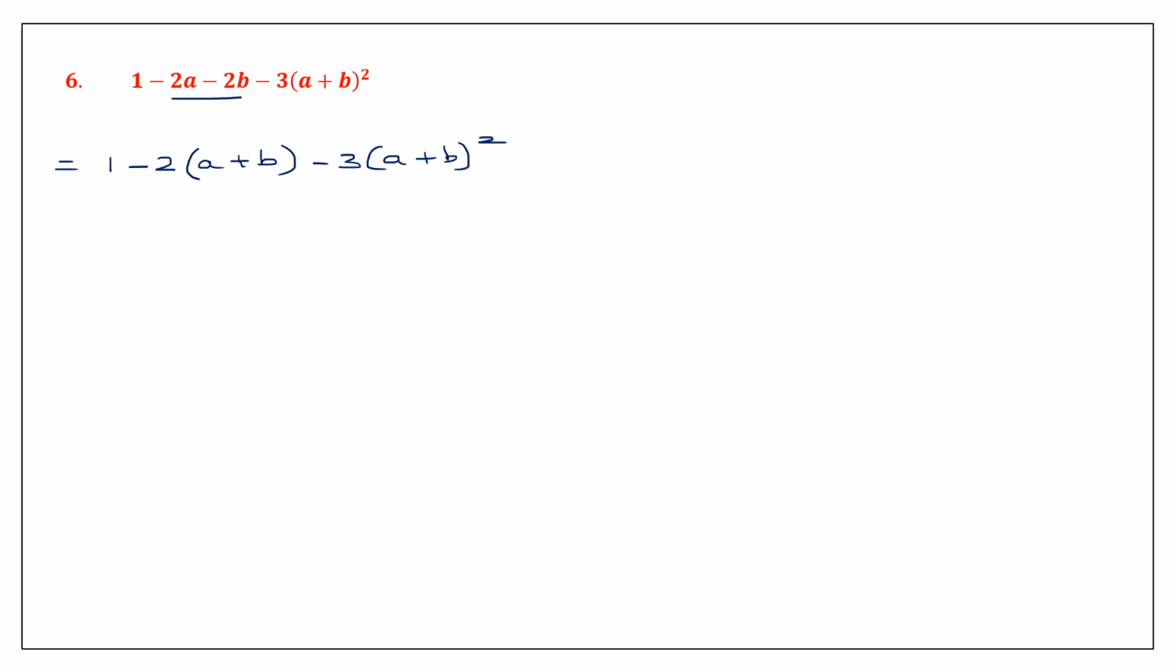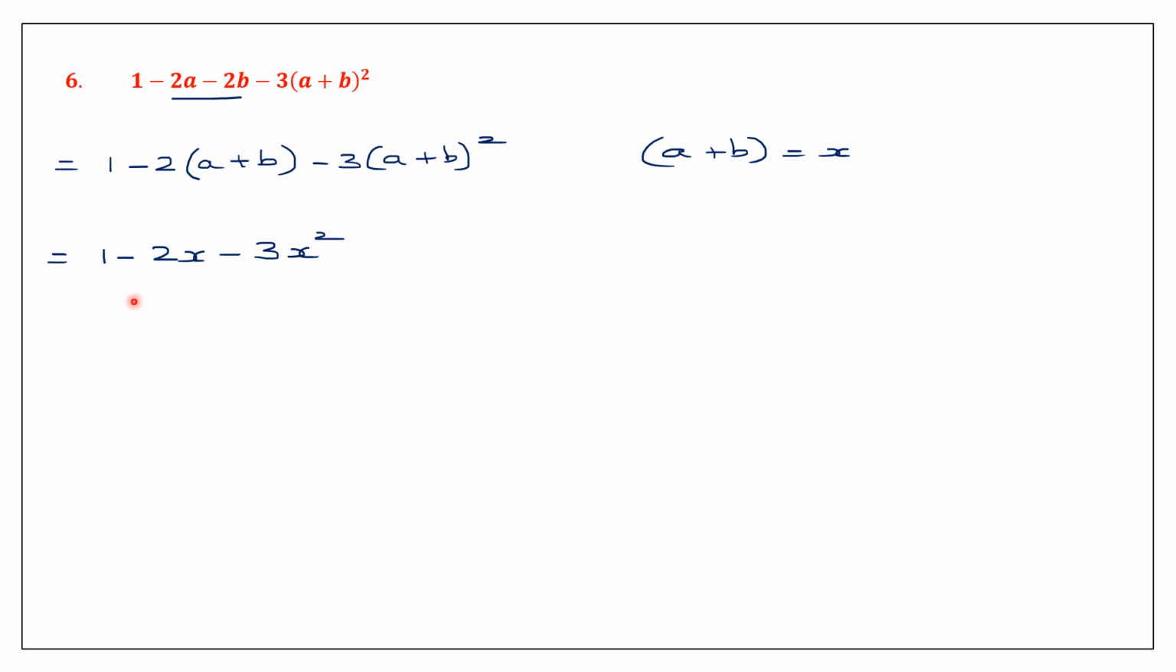Now in the place of a plus b, I am going to write x. I'm going to substitute a plus b by x to make our working easier. So wherever I have a plus b, I'm going to write x. So this is going to be 1 minus 2 into a plus b is 2x, because x is a plus b, minus 3 into a plus b square, that is x square. So now I have 1 minus 2x minus 3x square. Now I can factor my expression.